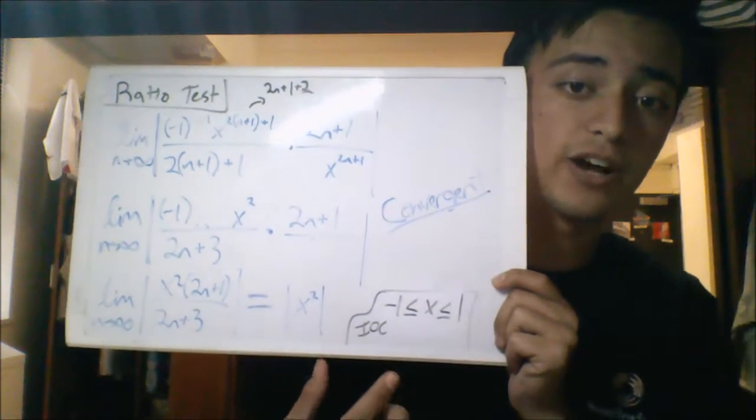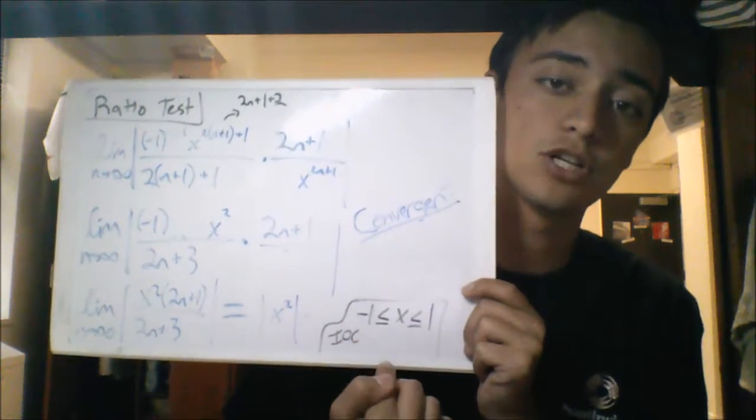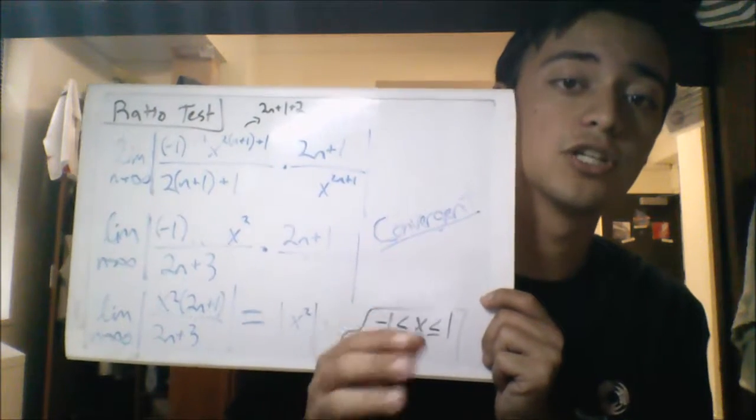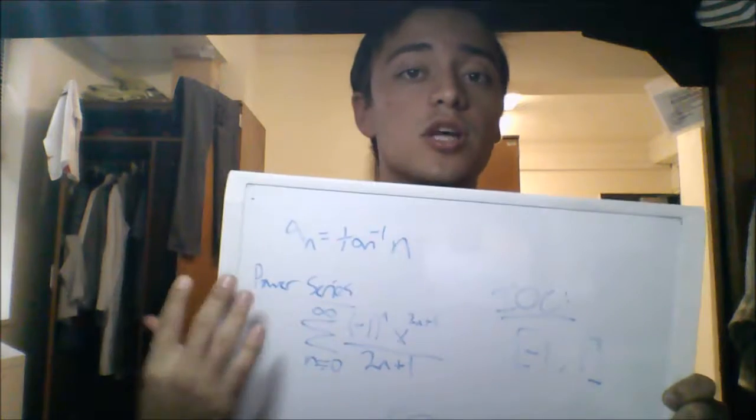So by being able to find the interval of convergence, which in this case is negative 1 is less than or equal to x is less than or equal to 1, we can say that the whole equation is convergent.